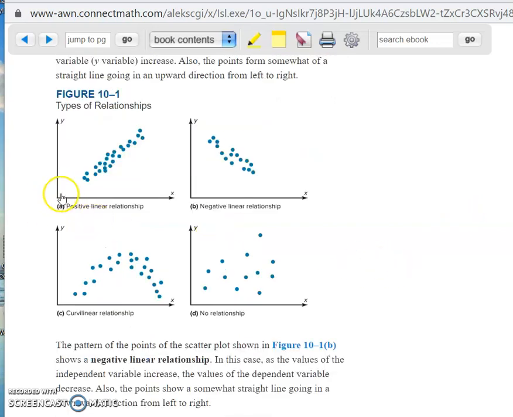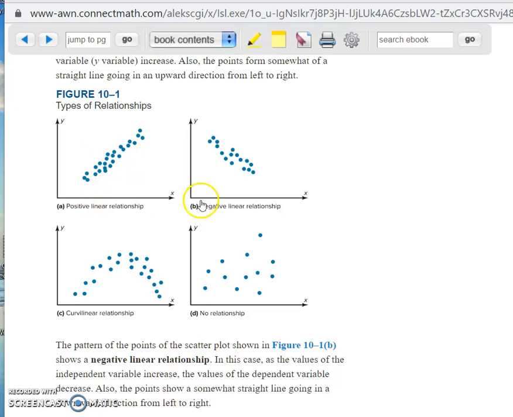Now remember, it's always the same thing. This is a typical XY coordinate system here. This is 0, X is 0, Y is 0 here. So as you go to the right on the X-axis, X is getting bigger. As you go up, Y is getting bigger. All right, so that's a positive relationship.